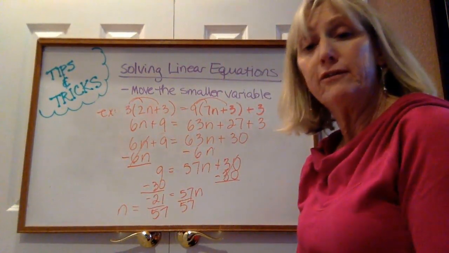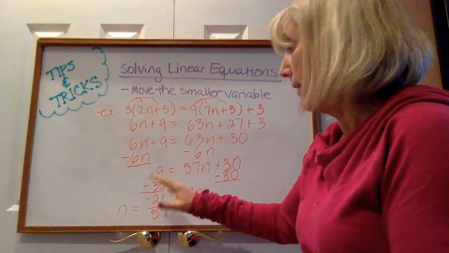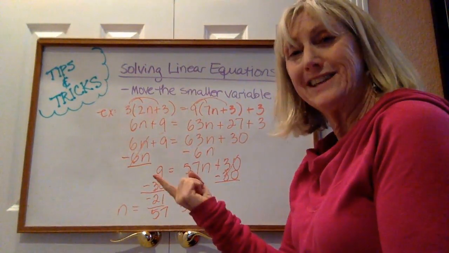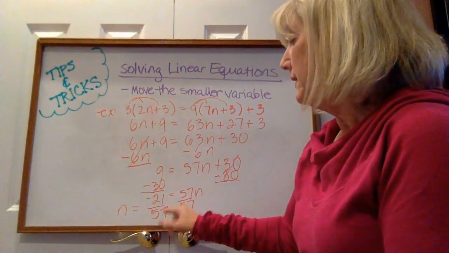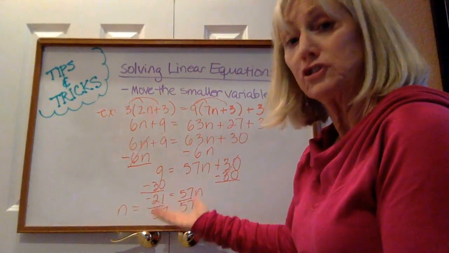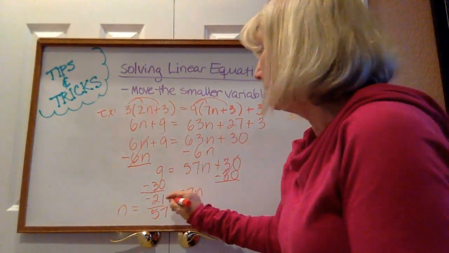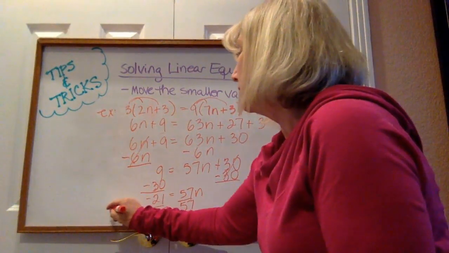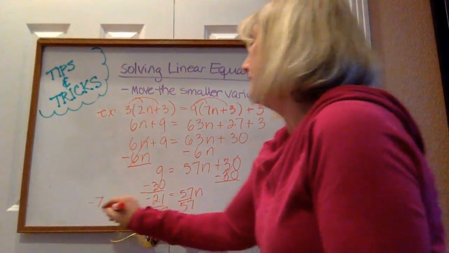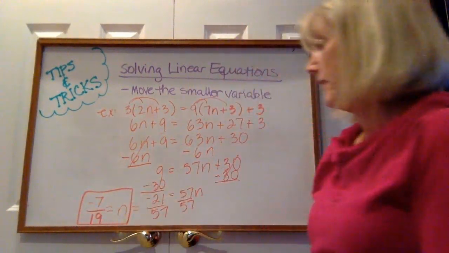Now, that's not in simplified form. What we need to remember is that we always want to reduce fractions. So I'm going to tell you about a little trick. I'm thinking, the only two things that go into 21 are 7 and 3. So I'm going to check if 3 goes into 57, and there's a trick. If you add the digits, 5 plus 7, it's 12, and if 3 goes into 12, then 3 will go into 57. So we're going to divide each of these by 3. Negative 21 divided by 3 is negative 7, and 57 divided by 3 is 19. So that is our final answer.